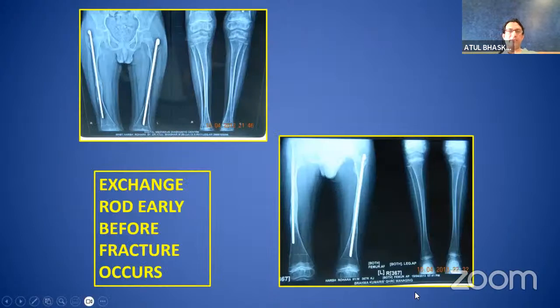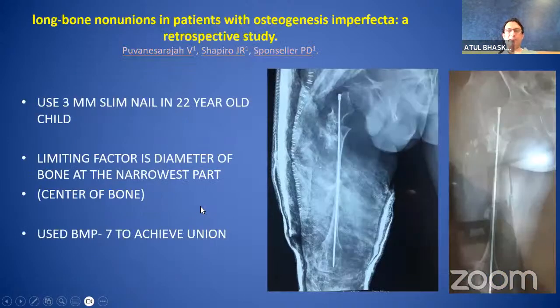So nowadays I try to exchange the rod early before the fracture occurs, if the child can come, if they have been given a date or if they've been warned enough to come early before they fracture. It's much easier.